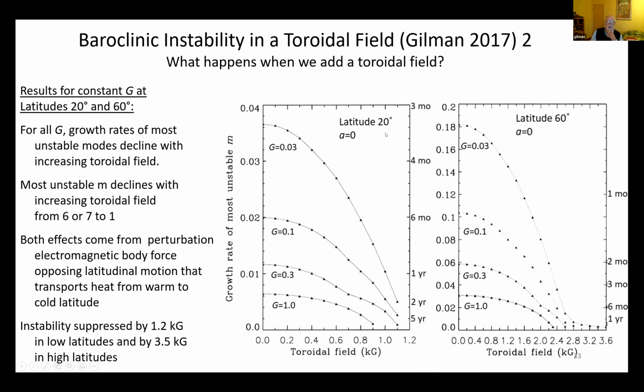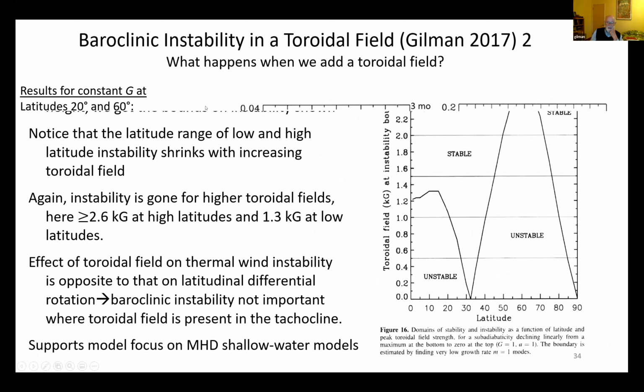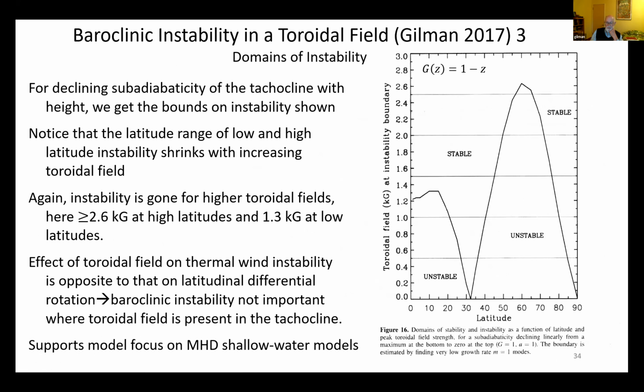Now, what happens when you add a toroidal field to this? This is again using the same parameter, this effective gravity G, and for all G, you can see that the growth rates go down with the toroidal field increasing, whether you're in low latitudes or high. In low latitudes, you've basically suppressed baroclinic instability by 1200 gauss, and in the high latitudes by about 3500 gauss. They started out with high wave numbers, but they get down to the lowest wave numbers. So again, even in the spherical system, baroclinic instability gets suppressed if the toroidal field is strong enough.